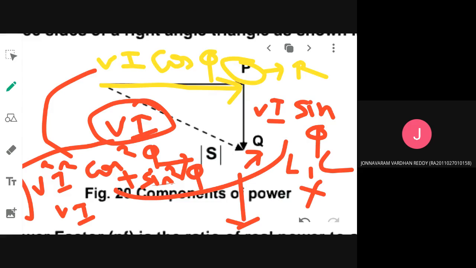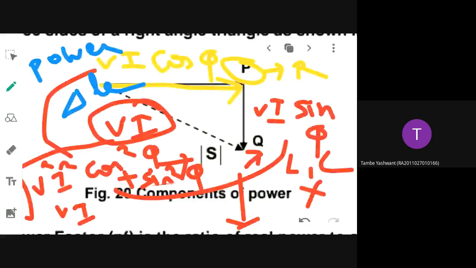What is the name of this triangle? This triangle is called the power triangle. Sometimes they will ask you to draw this diagram for 4 marks. So this is what is called the power triangle. Understood what the power triangle is? Okay, from this we will derive the term power factor.